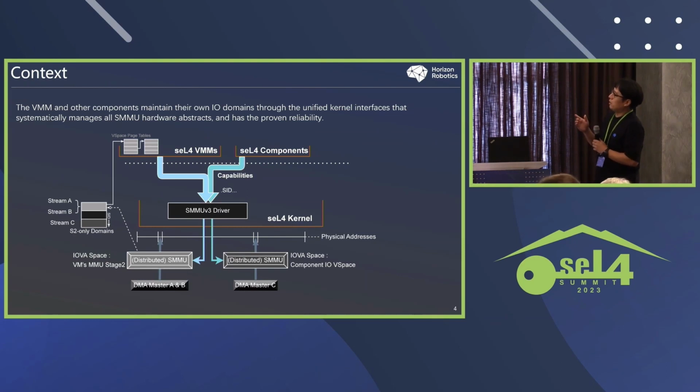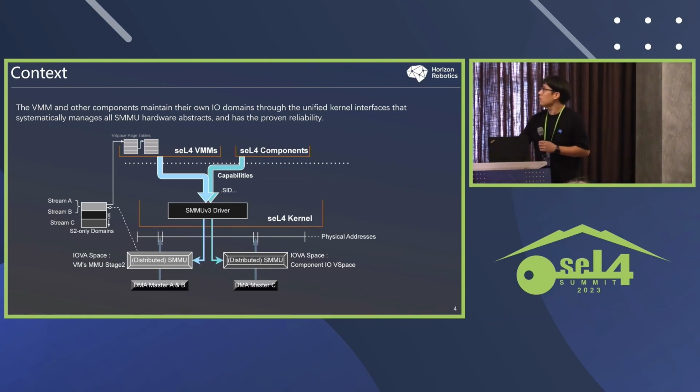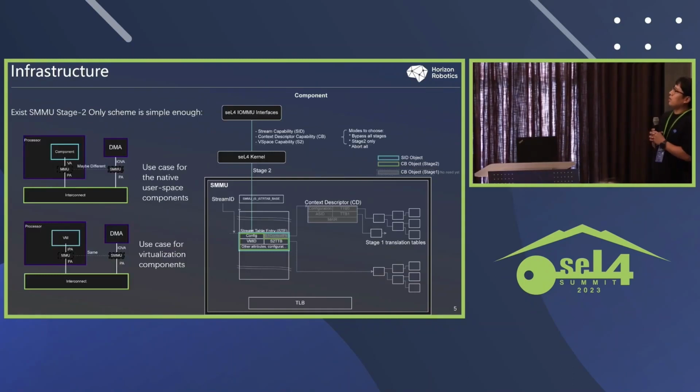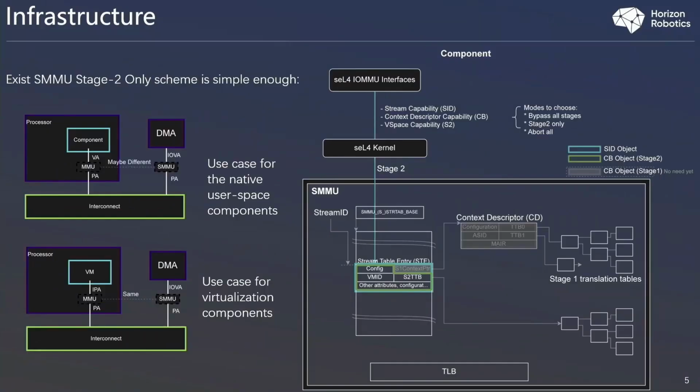Typically for VMM software, the device virtual address shares the same view as the CPU's SMMU Stage-2 address. For small device components, the VSpace can be different, because in seL4 the user space view consists of many different kinds of components, unlike a monolithic kernel. So the address can be different across components. The currently existing stage 2 only scheme is simple enough and can be used for some evaluation.